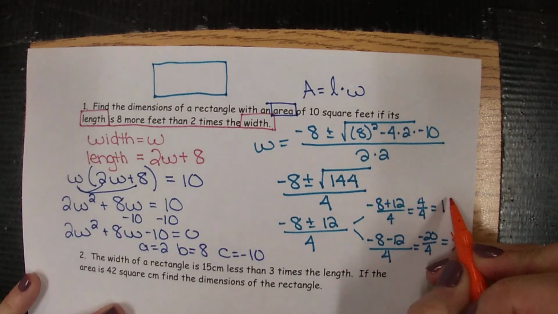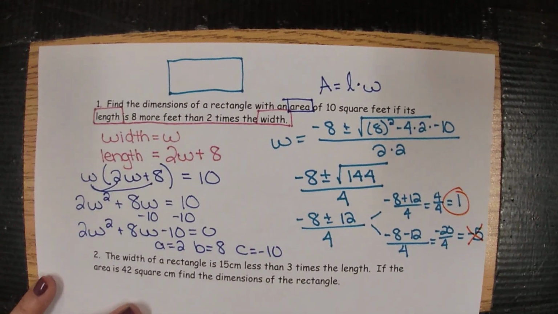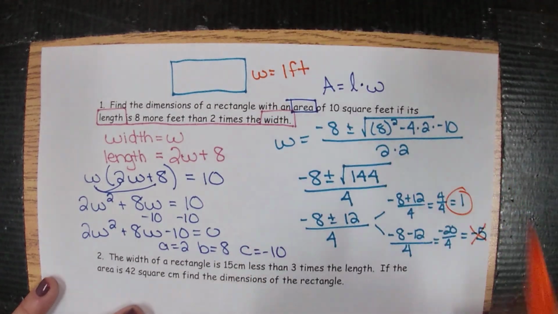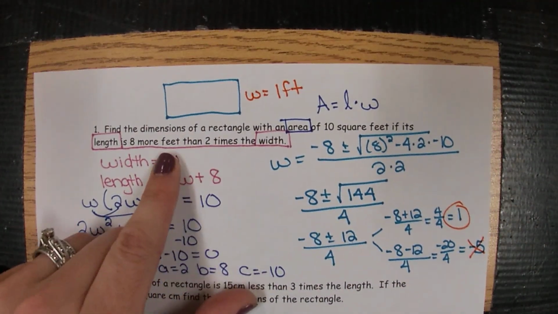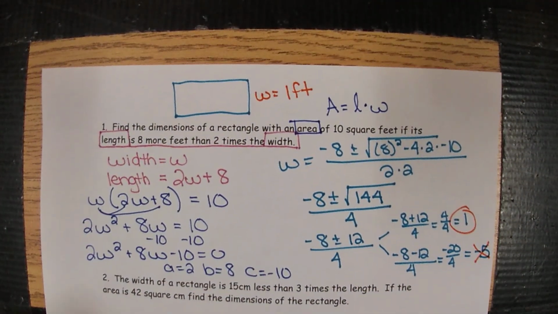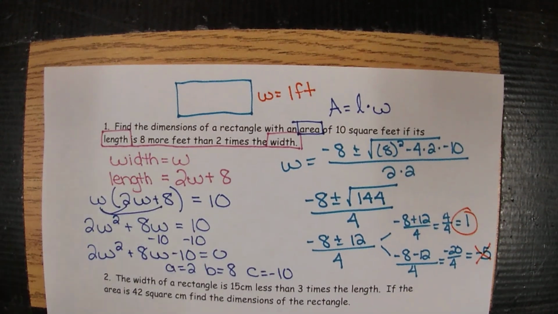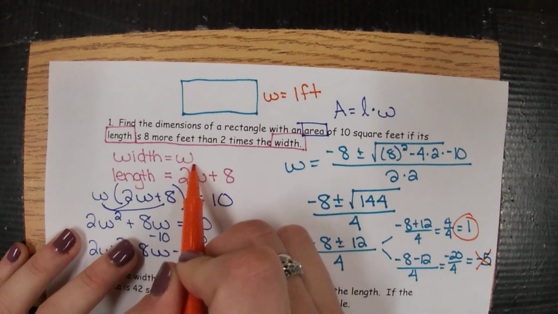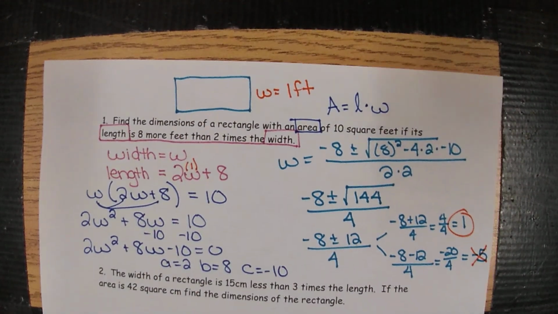Okay, so that tells us then that our width has to equal 1. So we know that our width is going to equal 1 foot, right? It tells us that it's feet, but we're not done yet because it wants us to find the length and the width. So to find the length, we then have to take this 1 and plug it back in over here.